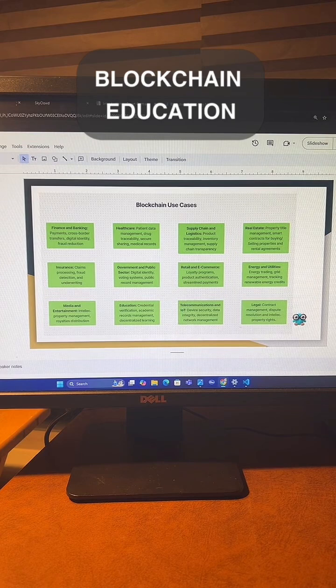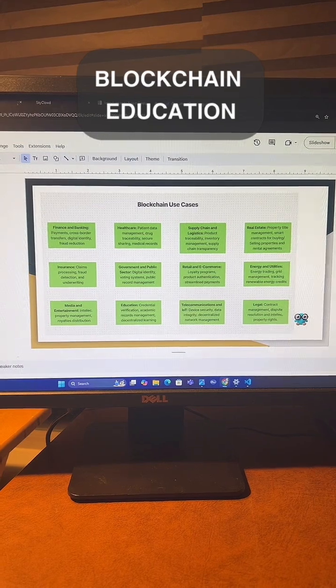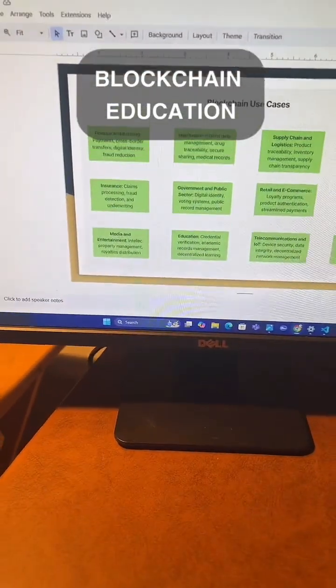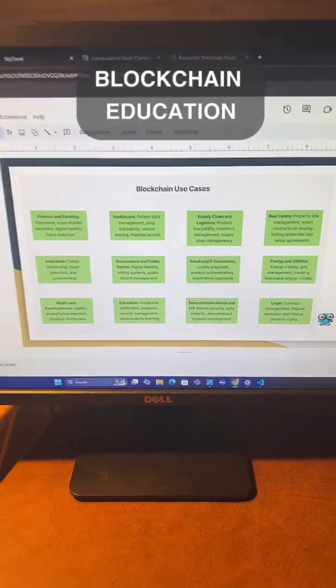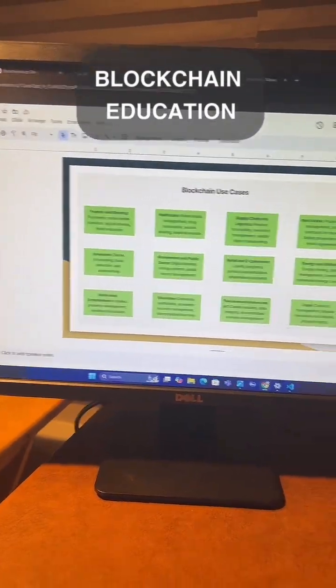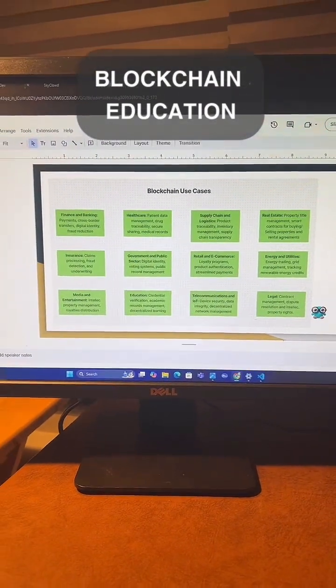Listen, if you know blockchain and you have an idea about one of these, there are people that are willing to fund you to get the job done on an idea that you have in one of these use cases.